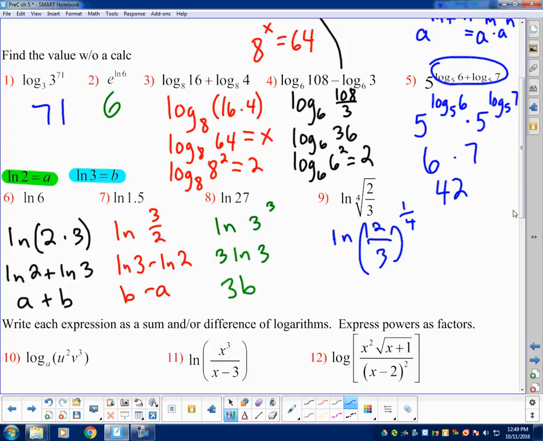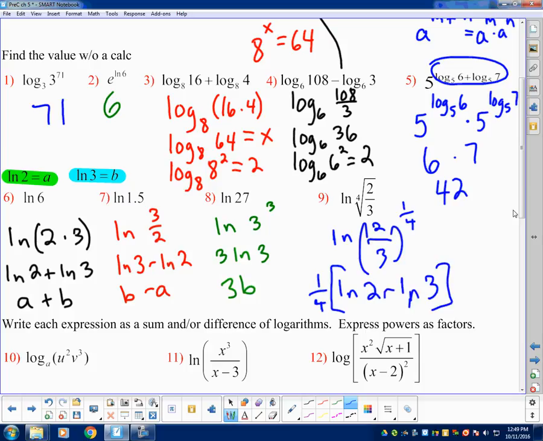Fourth root of 2/3 is the same as 2/3 to the 1/4 power. Cube root would be to the 1/3 power. So now, using the power law, I can move that out front. So we have 1/4, and I have ln of, let's put this in parentheses, the 1/4 is all the way out front, and we have ln of 2 minus ln of 3 in this case.